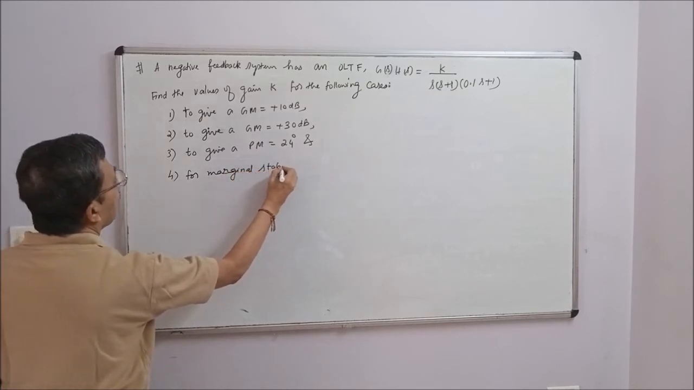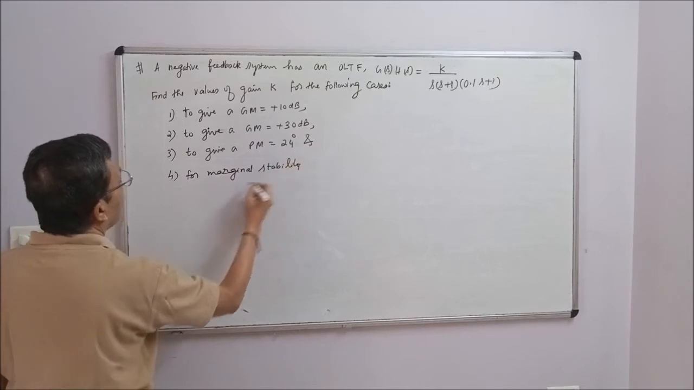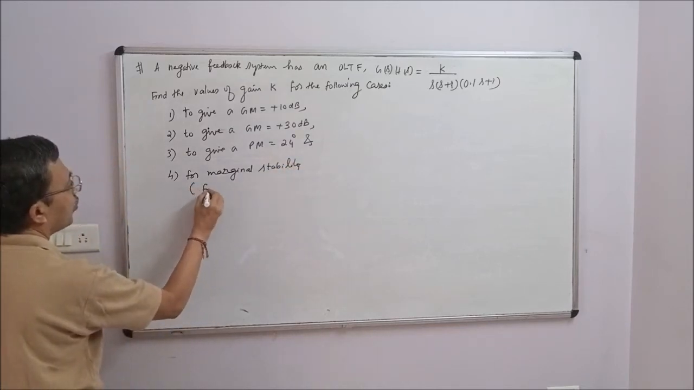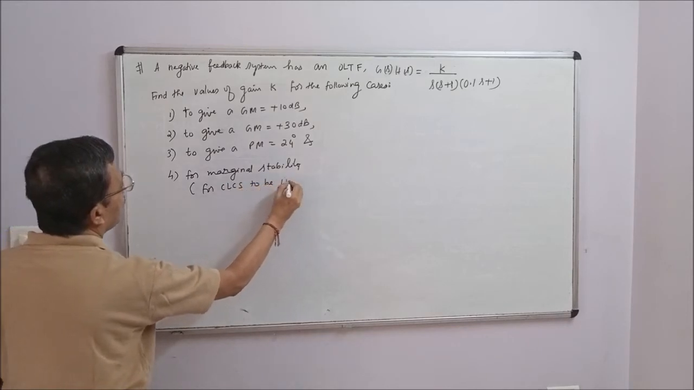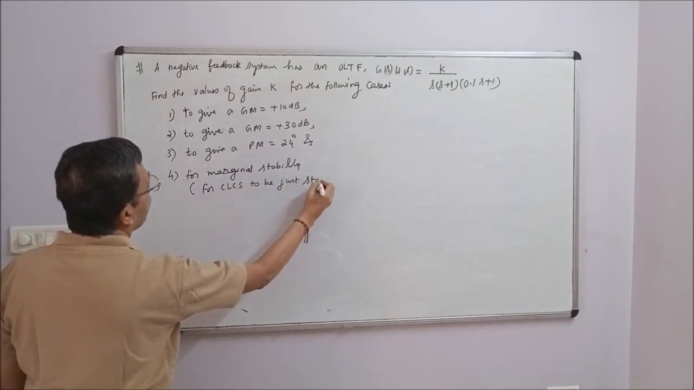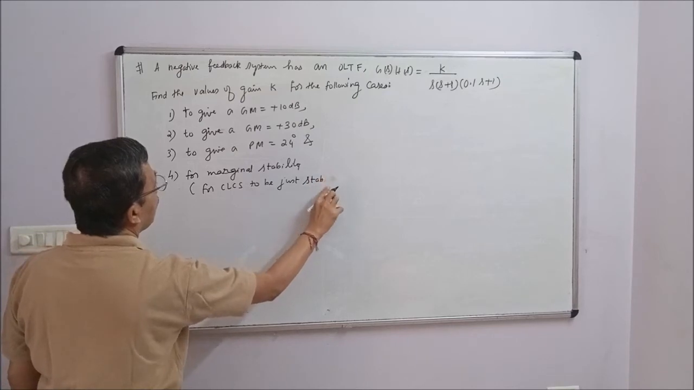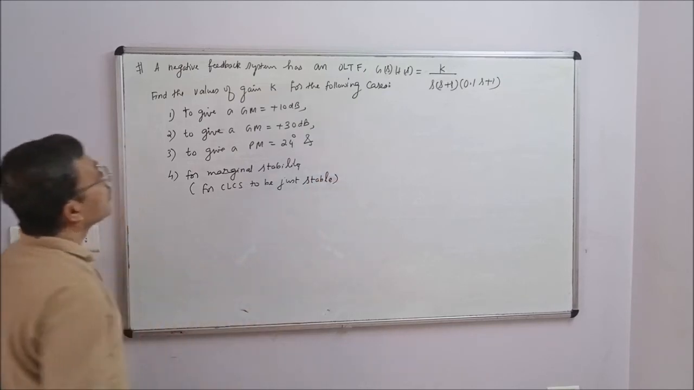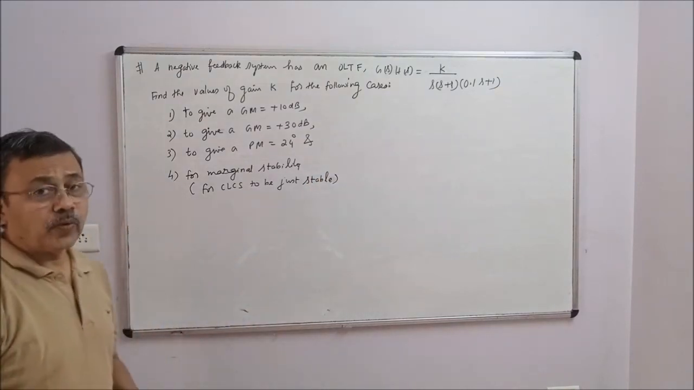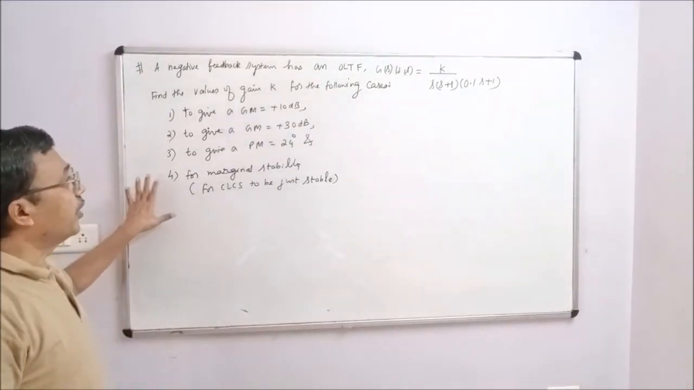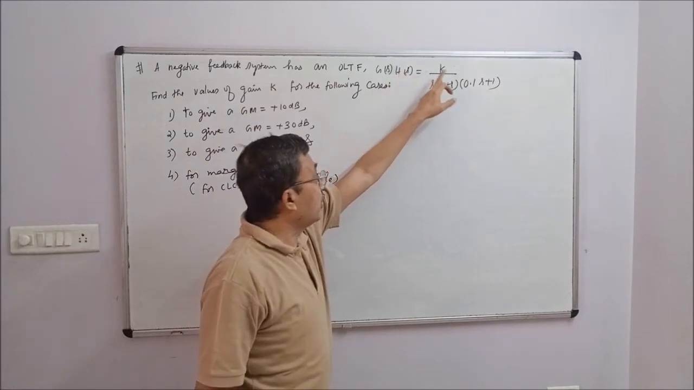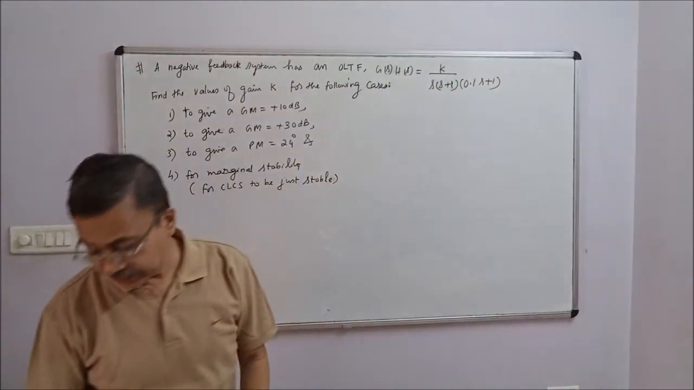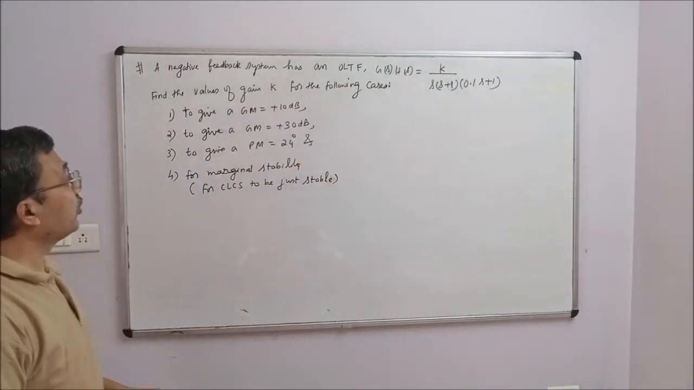Marginal stability means for closed loop control system to be just stable. This problem is normally asked for 10 to 12 marks. Very frequently asked problem. Only the right hand side of the transfer function may change. We'll proceed with this problem.